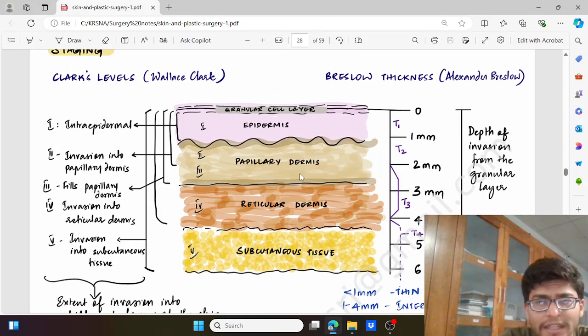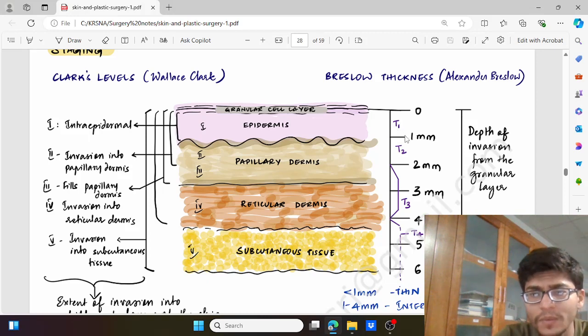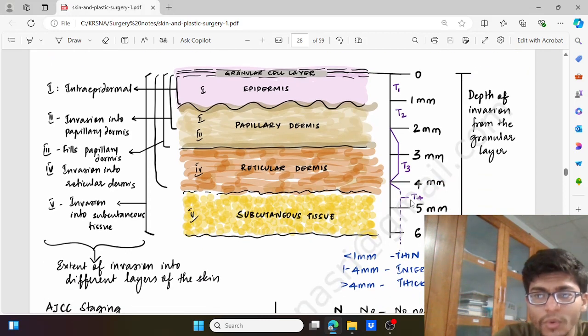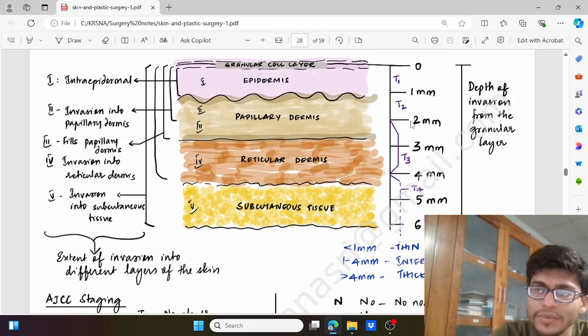Now we'll be seeing Breslow's thickness, and it is also related to TNM staging of the tumor. Breslow's thickness: T1 is involving 1 mm, T2 is involving up to 2 mm in the papillary dermis, T3 is 2 to 4 mm involving the papillary and the reticular dermis, and T4 is more than 4 mm. So it depends from T1 to T4 on the depth of invasion from the granular cell layer of the superficial part. T1 is 1, T2 is 2, T3 is 2 to 4, and T4 is more than 4.